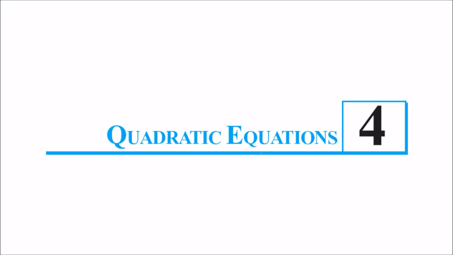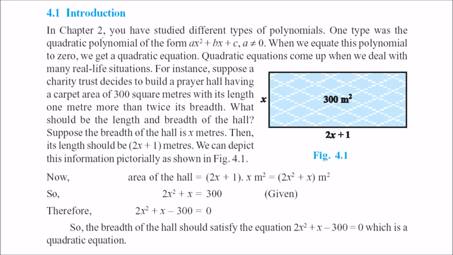This is chapter 4, quadratic equations of class 10th. In the previous chapter, chapter 2, we have studied various types of polynomials, and one was ax square plus bx plus c. Now this is called a quadratic polynomial. This is just a polynomial, and when we equate it to 0, this becomes a quadratic equation because of this equality sign. Various situations will come up, we'll see in the examples also, when this becomes very important.